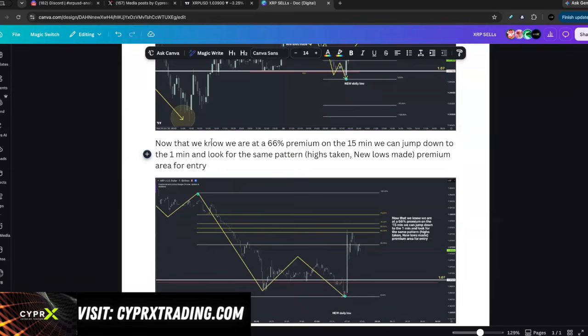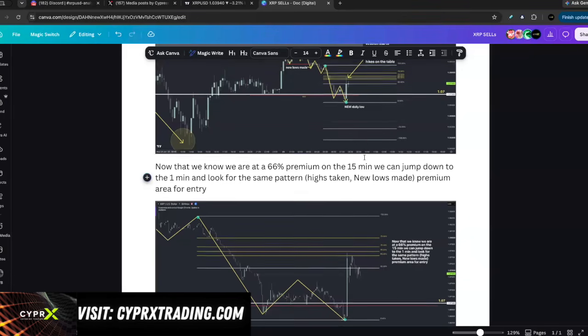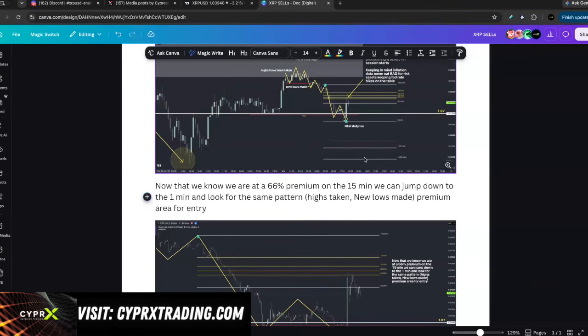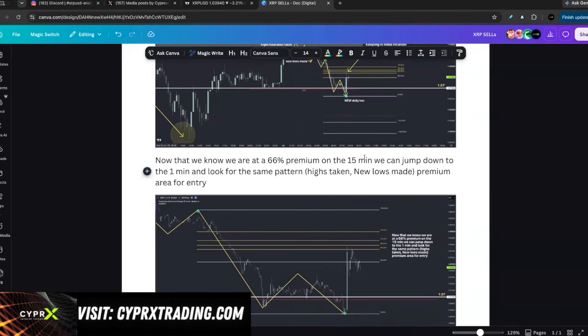So I said, now that we know that we are at a 66% premium on the 15-minute, we can jump down to the 1 minute and we can start to look for the same patterns that we saw on the hourly, which were highs being taken and new lows being made. On the 15-minute, we saw highs being taken and new lows being made. We want to see that same price action on the 1 minute to look for entry.